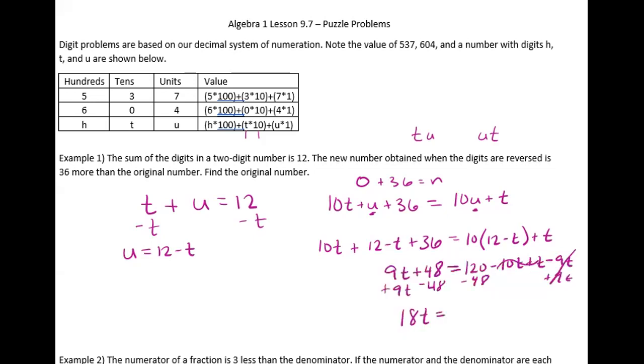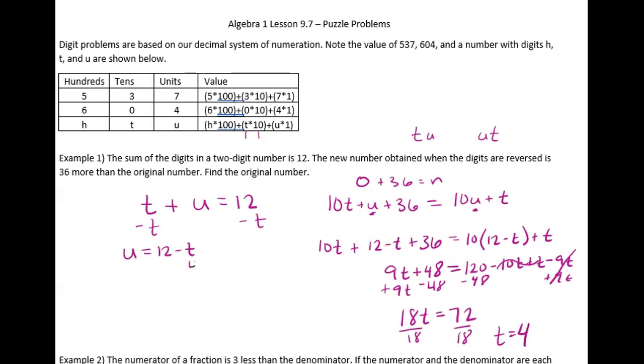120 minus 48, 72. And now I want to take 72 and divide it by 18. I will get that t is equal to 4. So t is equal to 4.